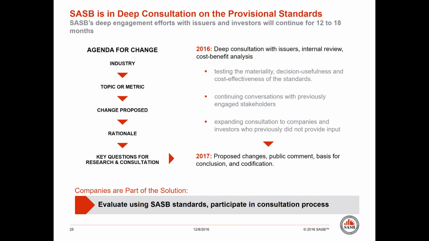We intend to continue that deep consultation process through the end of Q1 next year, after which we will submit the proposed changes to the market for public comment and move to codification of the standards in September of 2017 so that issuers can start using those in their 10Ks in the 2017 reporting cycle. So our goal is to have the standards ready for use in Q3 of next year.